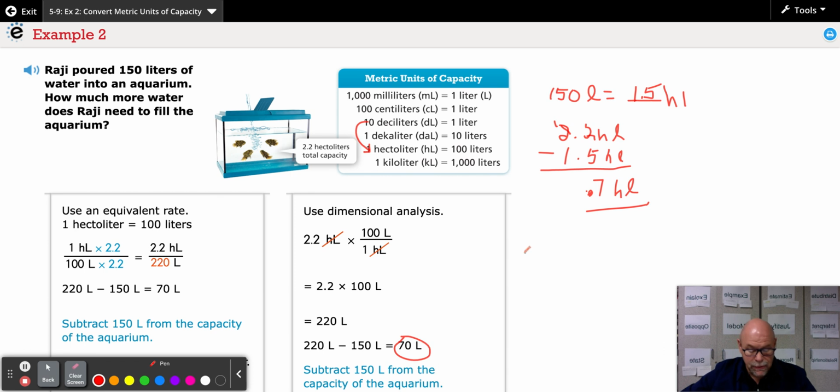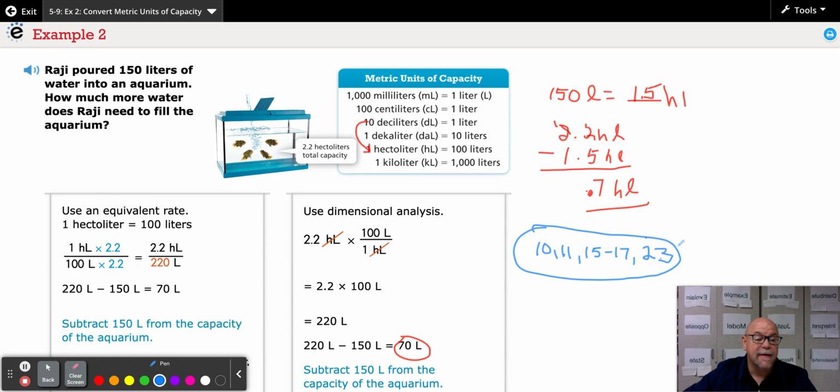So any way that you choose to do it, and the questions that go with number 2 are 10, 11, 15, 16, 17, and 23. Again, I'll write them here. Good luck. All right, so here's the questions that go with example 2. Do each one. If you're unsure, make sure you ask, get them checked. And remember, we have peer tutors available if you're interested.